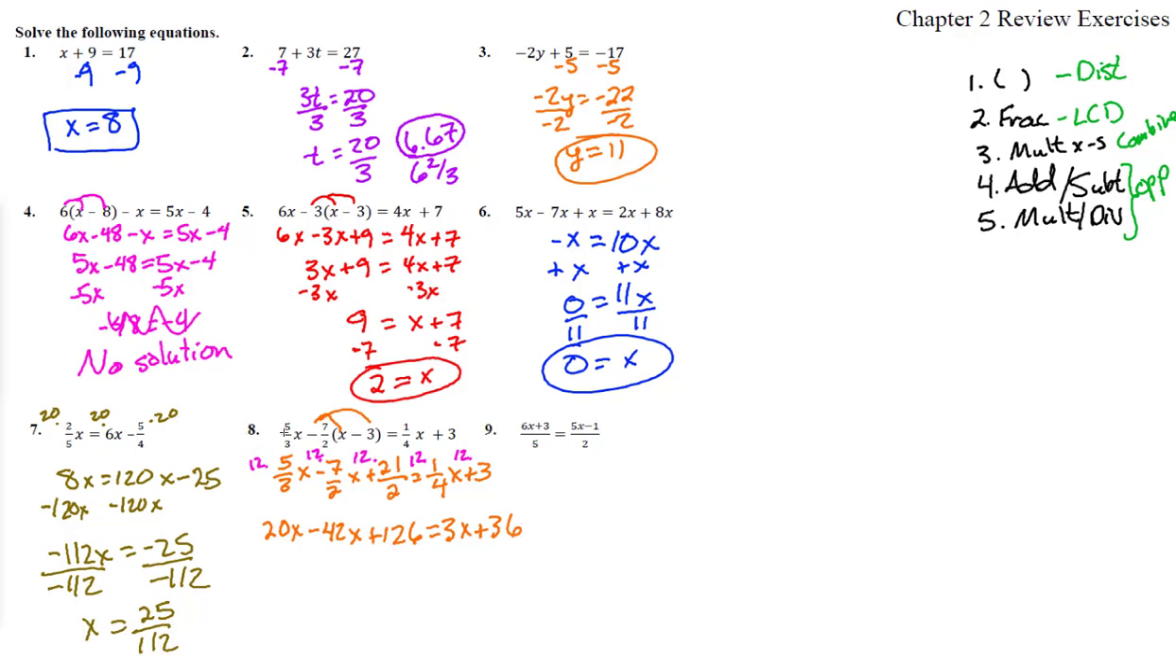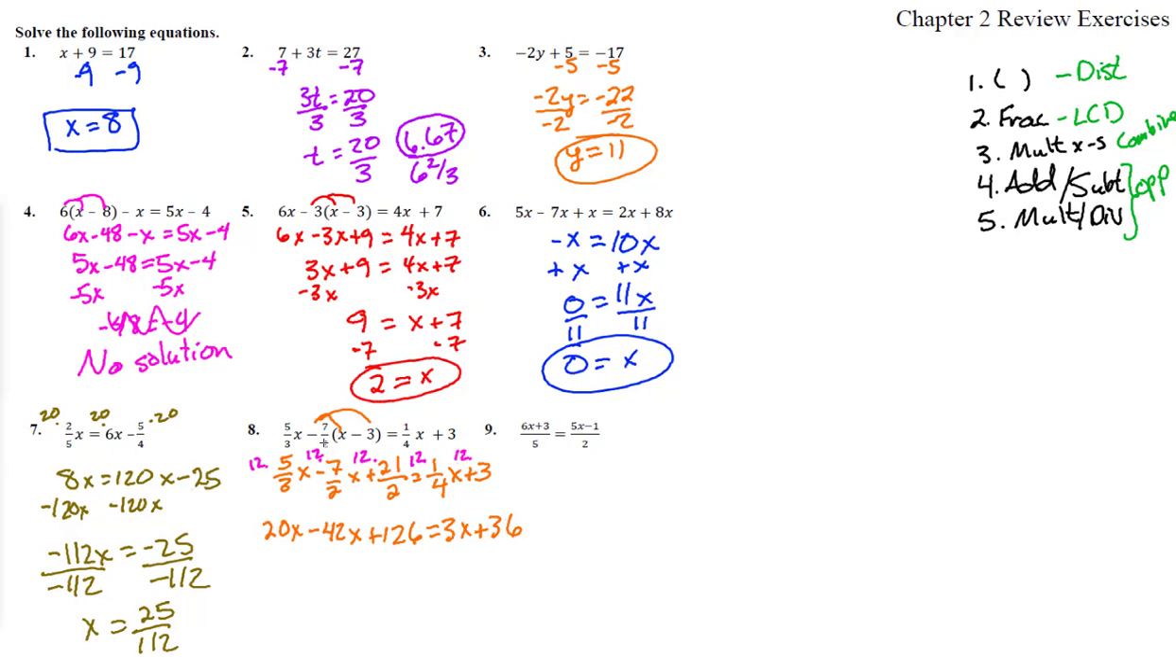Let's double check that we did all that right. You might want to put it into your calculator. 12 times 5/3 is 20. 12 times 7/2 is 42. 12 times 21/2 is 126. 12 times 1/4 is 3. 12 times 3 is 36.